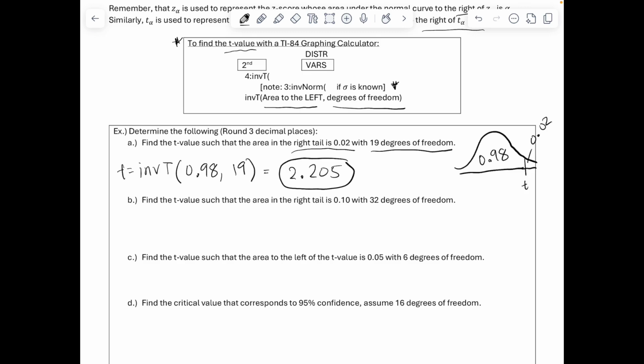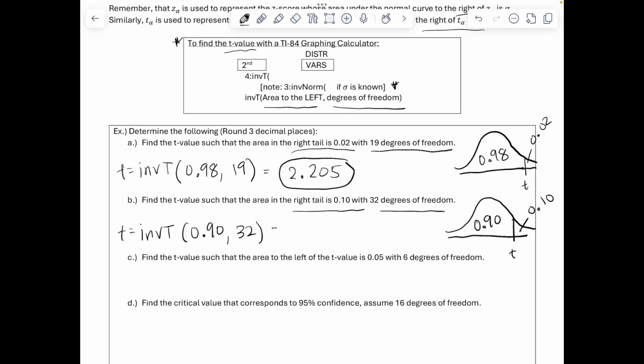Part B says find the t-value such that the area to the right tail is 0.10 with 32 degrees of freedom. So again, sketching our curve. A little bit larger of an area here. So this time in the right tail it's 0.10. That means area to the left is going to be 0.90 because that total area under the curve is equal to 1. So our t-value is going to be found by using inverse t, area to the left, which is 0.90, and comma 32, since those are our degrees of freedom.